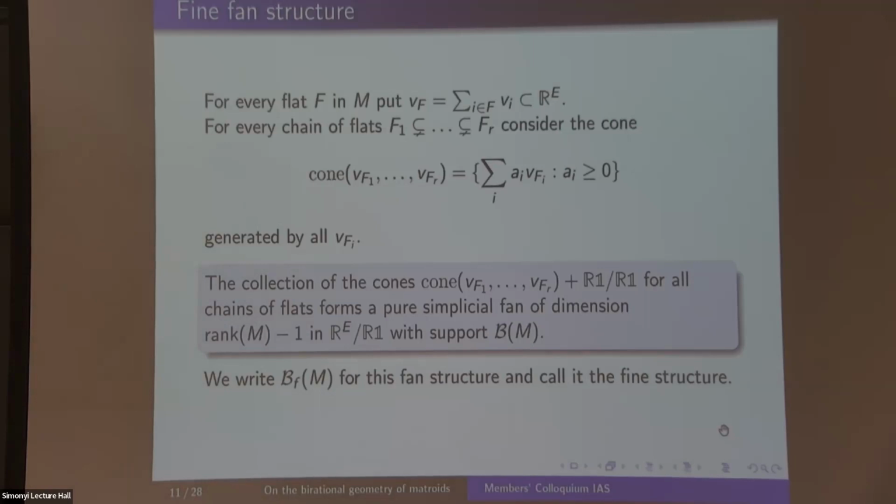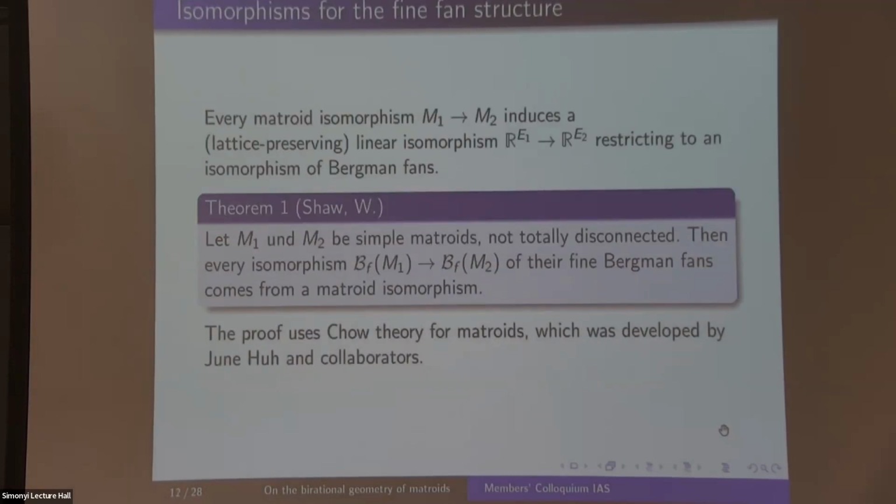More questions? Okay, good. So, what Kris and I were studying is what this fan knows about the matroid we start with. If you have a matroid isomorphism, it gives a bijection between the flats, and this preserves the flag of flats. So in an obvious way it gives you a linear automorphism of the vector space, which preserves the lattice of all integer vectors, and preserves the fan.